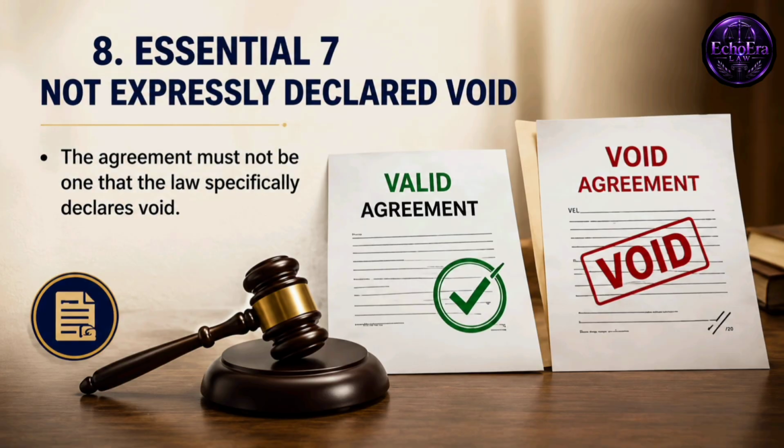The seventh essential is that the agreement should not be expressly declared void by law. Some agreements are specifically declared void under the Indian Contract Act. Such agreements cannot be enforced no matter what the parties want. Always remember, a valid agreement can become a contract. A void agreement never becomes a valid contract.